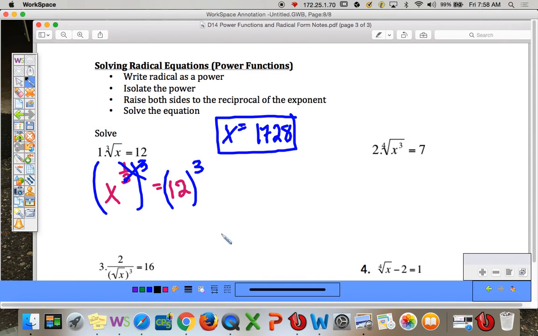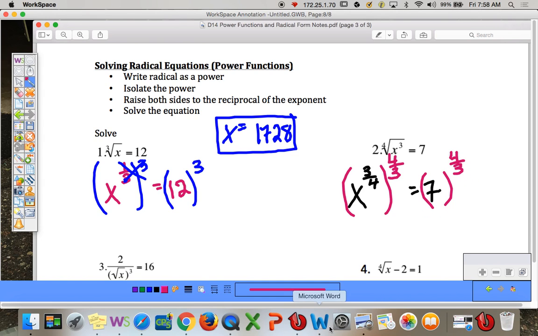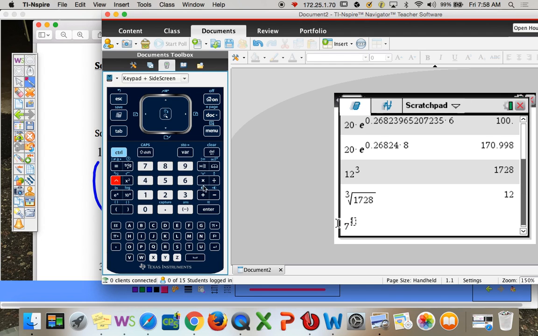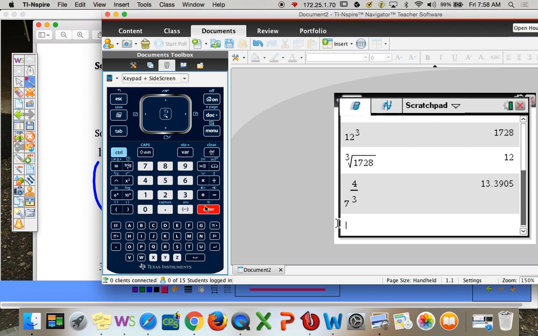Let's try the next one, rewrite it. This is x to the 3/4 power equals 7. How do you get rid of the 3/4? Well, we take it to the power of 4/3 because we'd multiply those and those would cancel. So we'll take this to the 4/3 power. In our calculator, we type in 7 to the power of 4/3. And we get about 13.39.